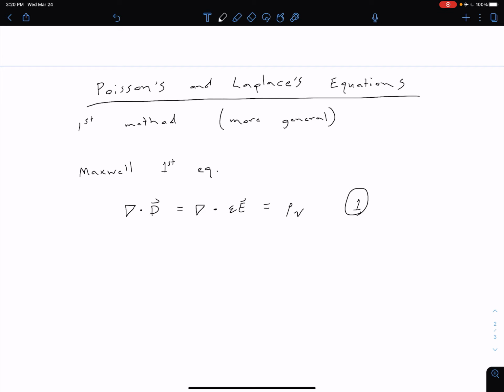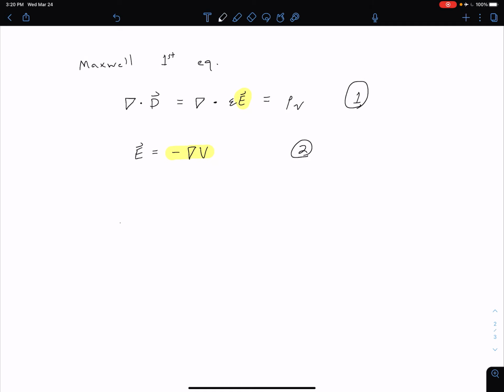We had another equation from our previous unit that relates our electric field to our voltage. We know that E is the negative gradient of our voltage. Let's call this equation 2. All we need to do now is substitute this expression for E from equation 2 into our first equation, Maxwell's law. If we do that, we have the divergence of the gradient of negative epsilon del V.